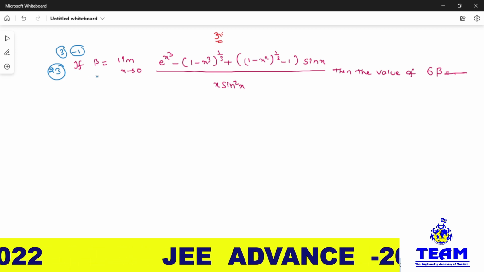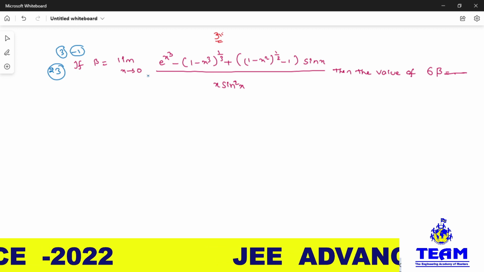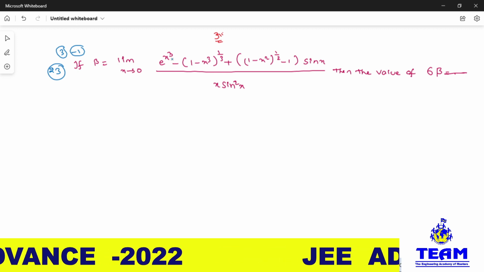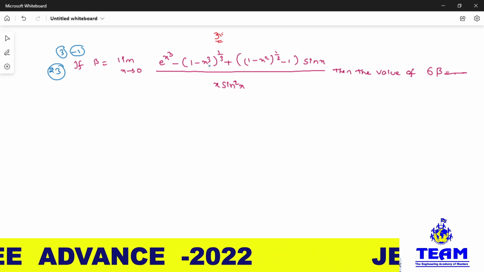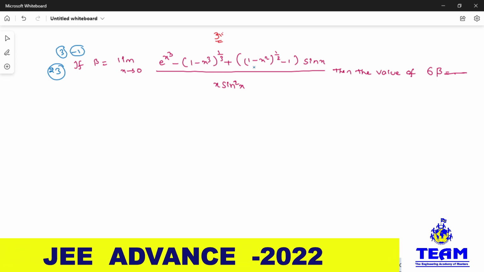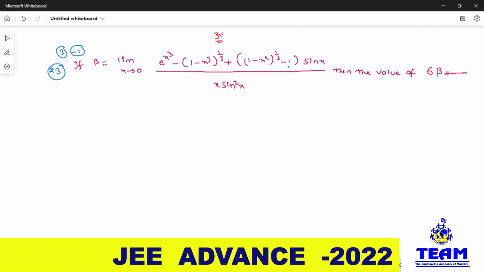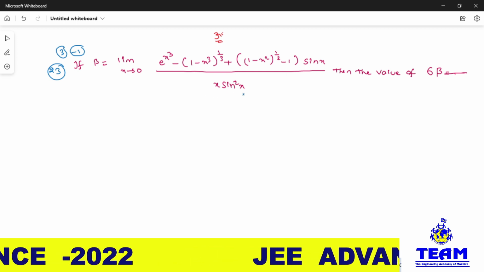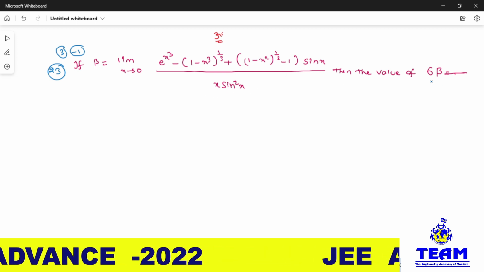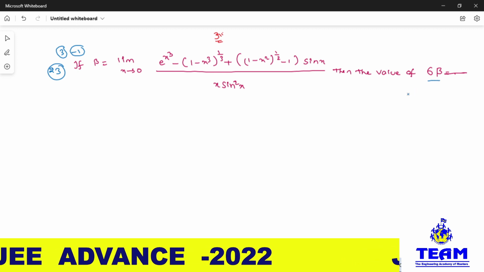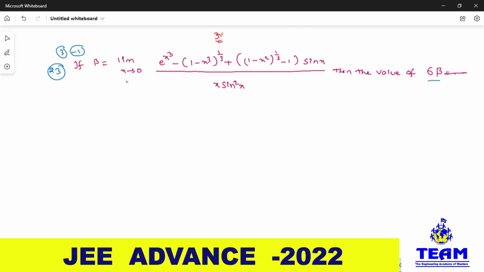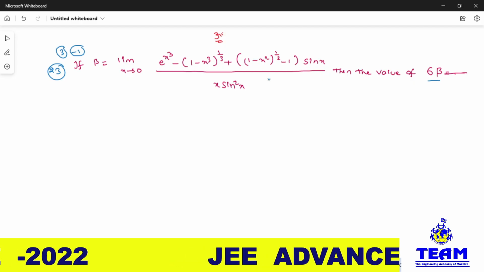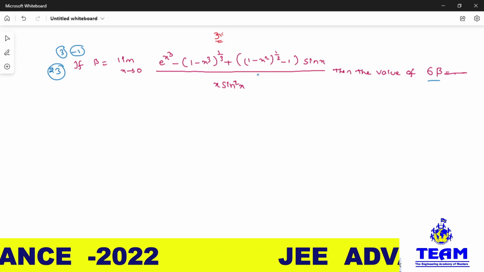Given problem is, if beta is equal to limit x tends to 0, e to the power of x cube minus 1 minus x cube whole to the power of 1 by 3 plus 1 minus x square whole to the power of 1 by 2 minus 1 times sin x upon x into sin square x. Then the value of 6 beta is, friends, you see, by the observation we can say this problem is from limits only.